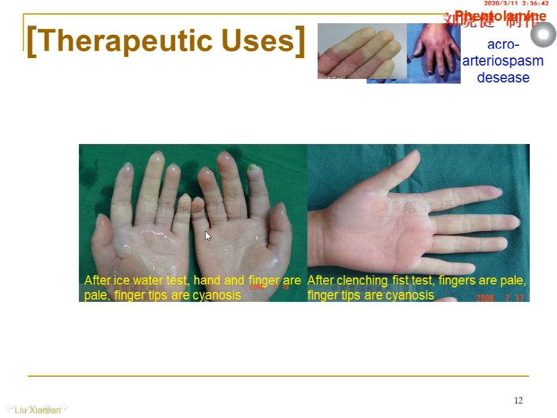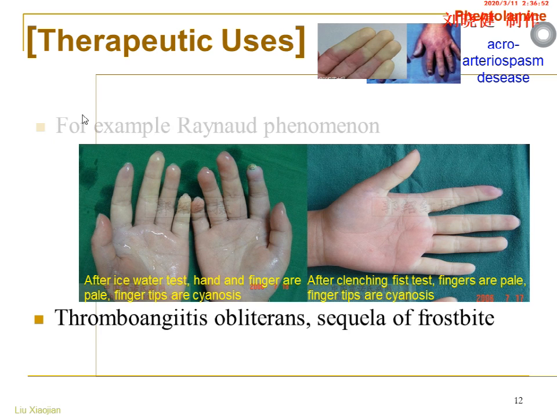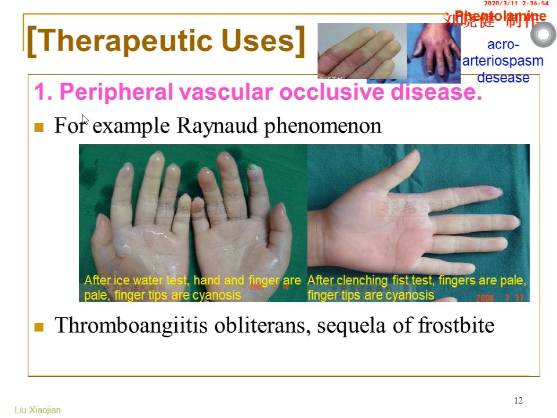Let's go on. Clinical uses of phentolamine. Phentolamine mainly blocks alpha receptor induced vasodilation. So based on this response, it can be used to treat peripheral vascular occlusive disease. Actually, this disease includes acroarterial spasm disease, thromboangiitis obliterans, sequela of frostbite, or Raynaud phenomenon.